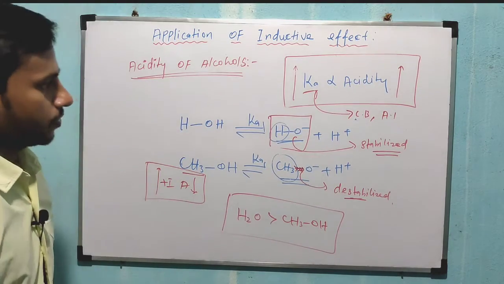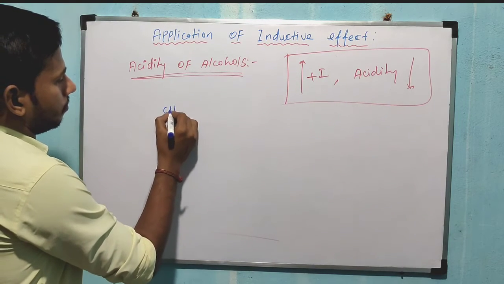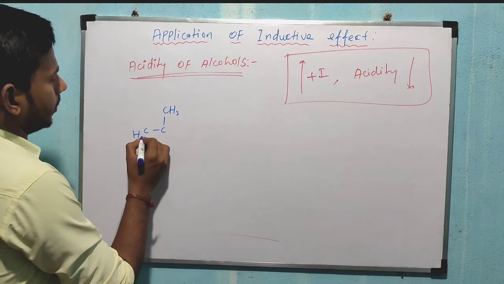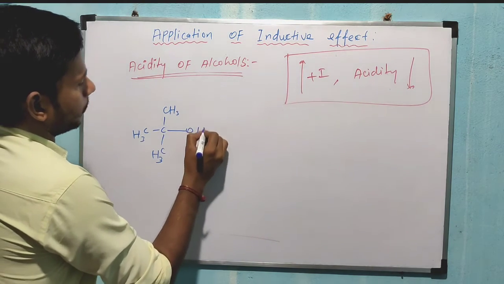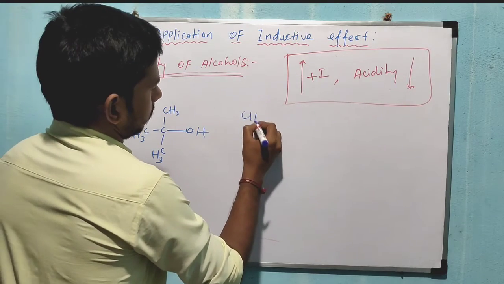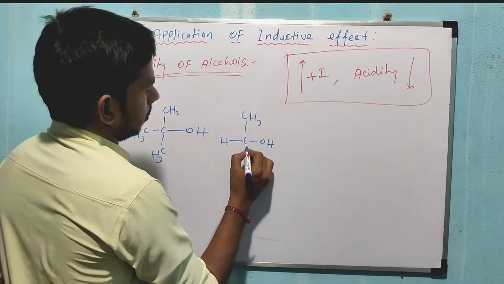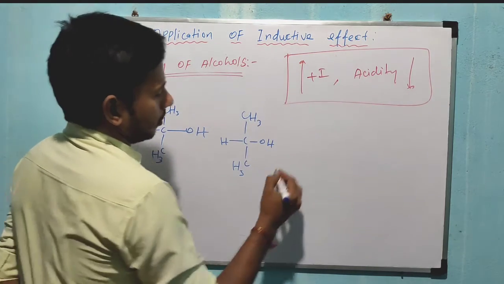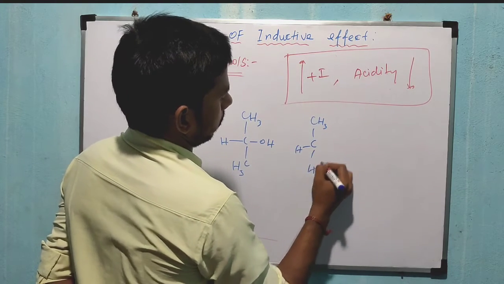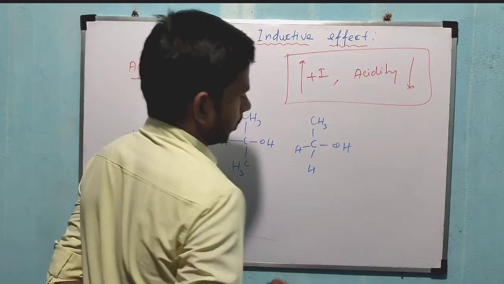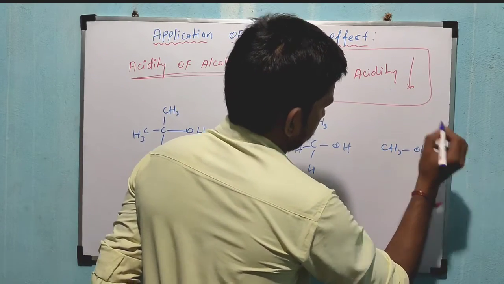Now we will see some examples, taking tertiary butyl alcohol. Here I am taking CH3, C, CH3, CH3 and OH, so finally you will get the tertiary butyl alcohol.